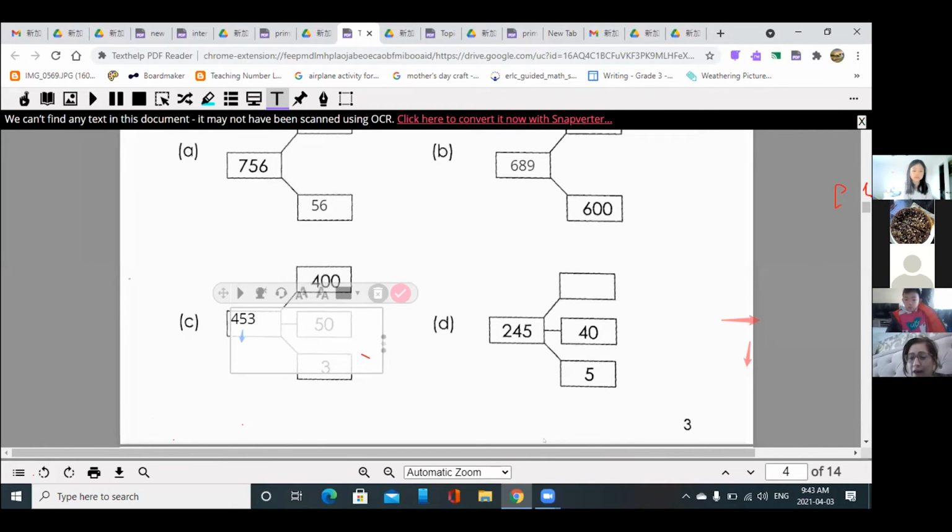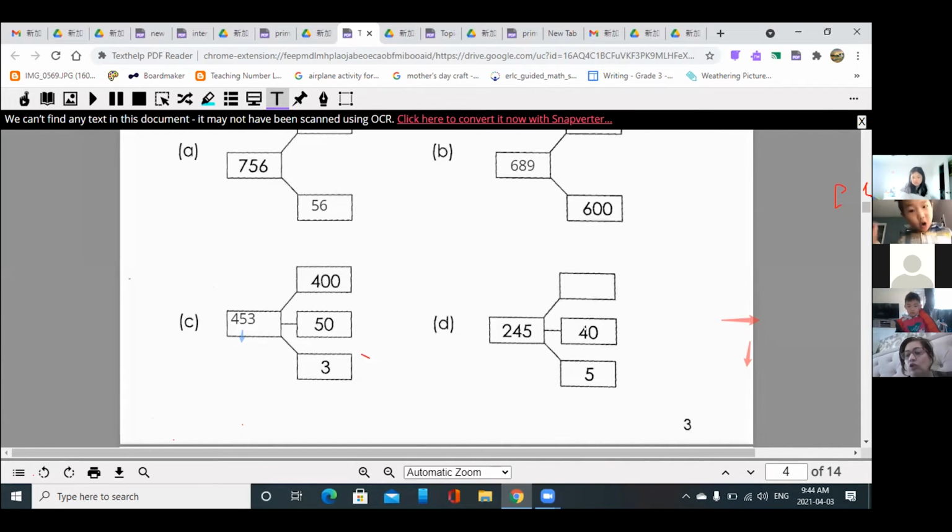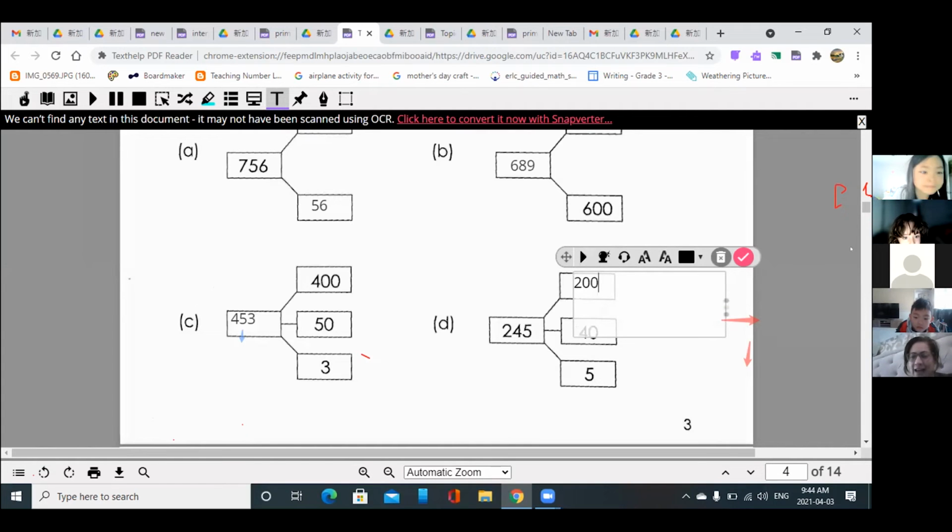Let's try another one. Now look, it's getting a little bit trickier. You have the whole, 245. You have two parts. Okay. This usually has three parts to it, but there's two parts. There's 40 and a 5. We're missing the third part. Who is courageous enough to tell me what the third part is? Leah, go. 200. That's right. Excellent. You guys are on top of the game.